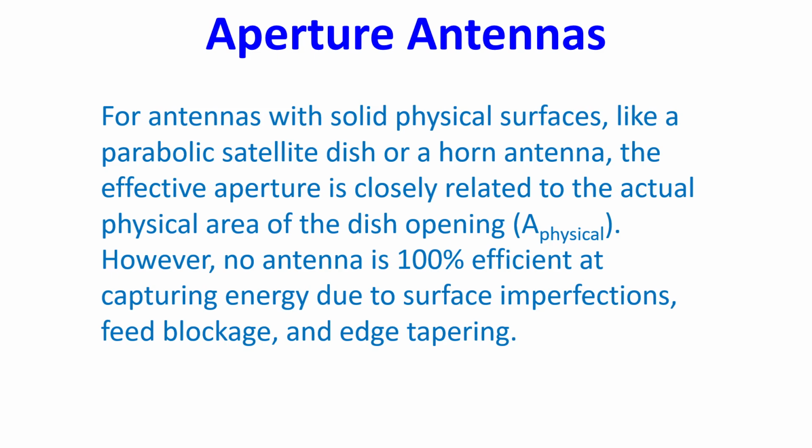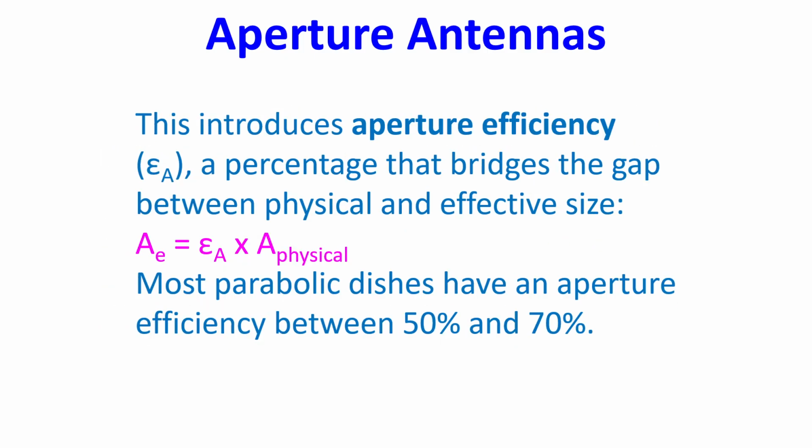However, no antenna is 100% efficient at capturing energy, due to surface imperfections, feed blockage, and edge tapering. This introduces aperture efficiency, ε_A, a percentage that bridges the gap between physical and effective size. A_E = ε_A × A_physical. Most parabolic dishes have an aperture efficiency between 50% and 70%.